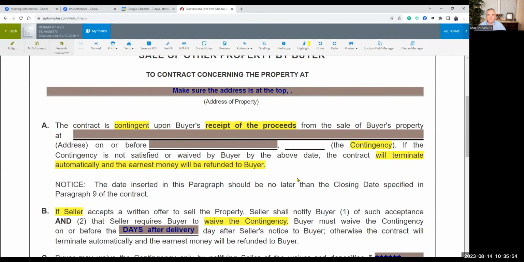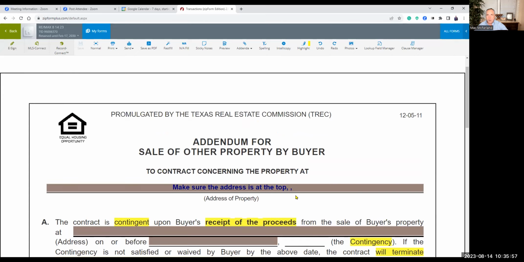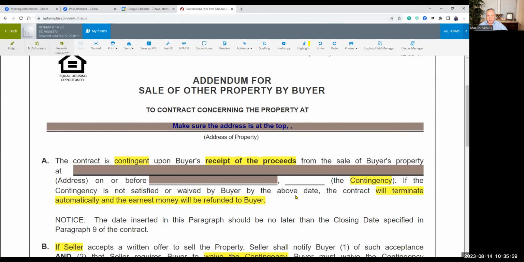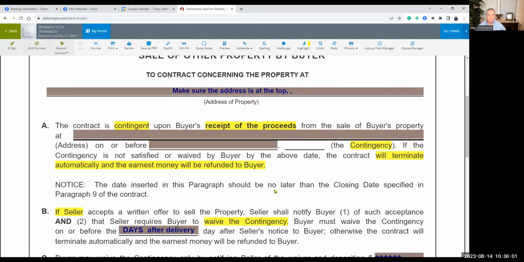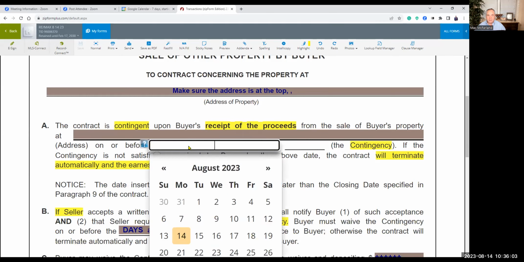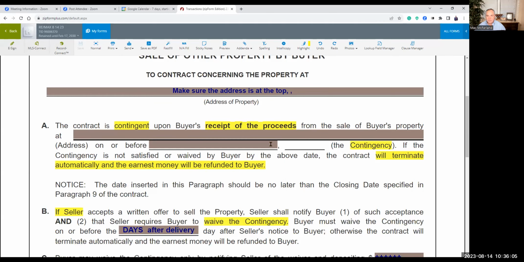So on here, this would go with the offer. I want to send this over with the offer, and I want to make sure that we have it all documented the way we're supposed to. So this right here, and in fact, if you put the cursor over the form blank, it'll tell you what goes there, right?